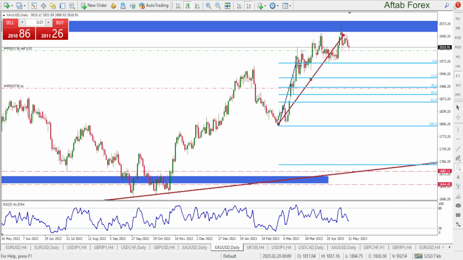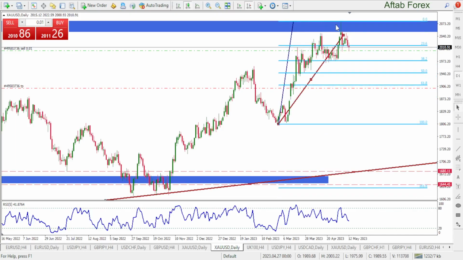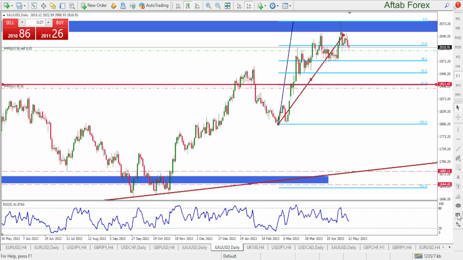So when a completion of the pattern occurs, we aim for a 61.8% retracement. Let me make these lines bold. See, 1911.47 is going to be the turncoat support, most probably if it goes down. Now the price section, I want to discuss it.